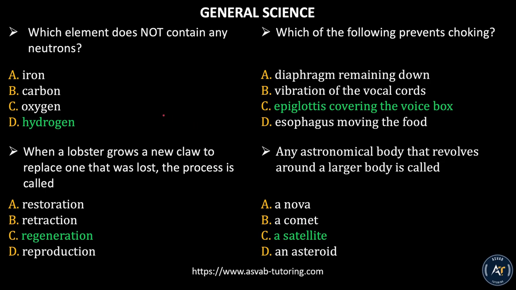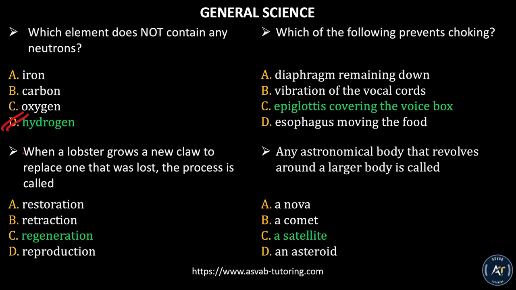Question number five. Which element does not contain any neutrons? Option A, iron. Option B, carbon. Option C, oxygen. Option D, hydrogen. The correct answer is option D, hydrogen. Hydrogen doesn't have any neutrons.